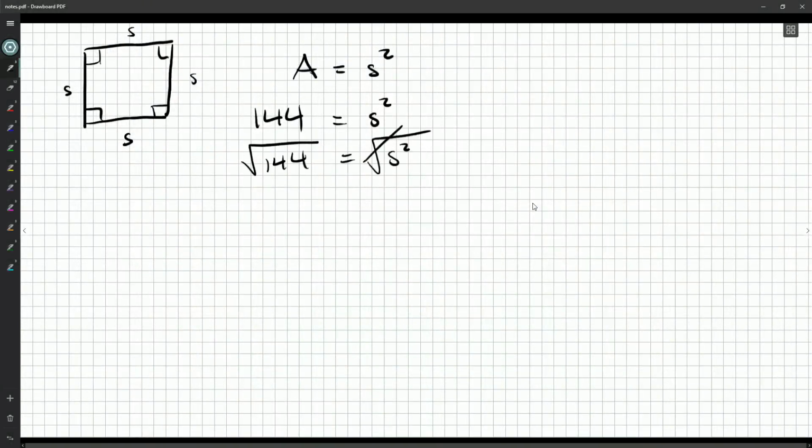But of course, square root and square are meant to cancel each other out. So what's the square root of 144? Well, again, you might know it, or you might just need to use the square root function on your calculator and get 12.